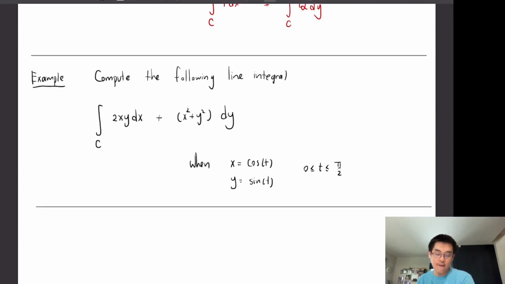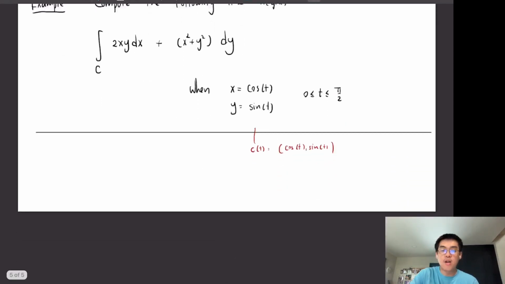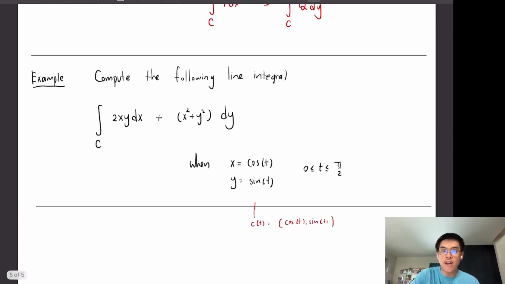Okay, so they give you the integration, they give you x and y. Note that this time they don't give you C, they give you x and y, which is easier. This is equivalent to saying C(t) equals cos and sine, right? And then we have the range of t. So now we don't have any problem, we just go ahead and do the problem. All right, so let's do this problem.